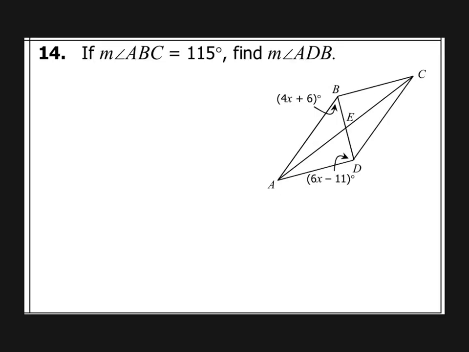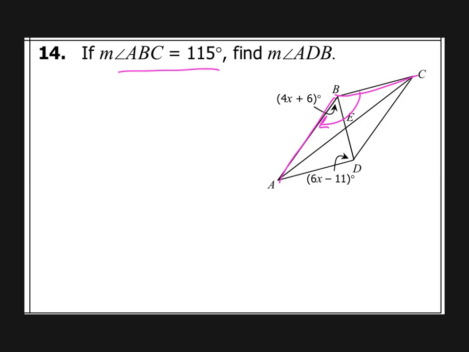Number 14, getting back to a little bit more complicated stuff. And again, if I'm talking too fast, just go back and listen to me a second time on any particular problem. But we have angle ABC as 115. So where is that? From angle A to B to C. So that's this big angle. That big angle is 115 degrees.